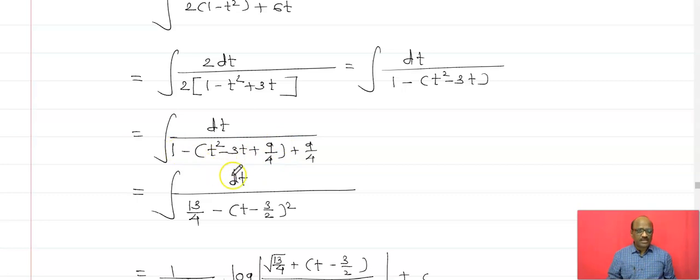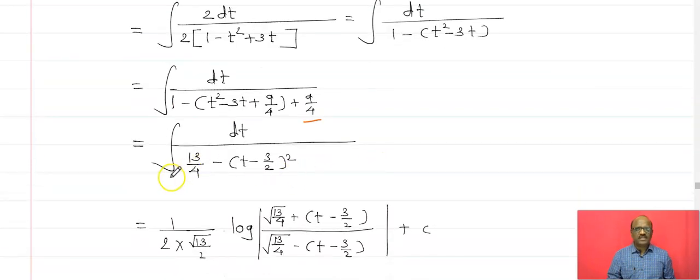Actually, we are doing the minus sign here. Therefore, it is a minus sign, and it is balanced by the plus sign. That is, actually we are doing minus here, and to balance it we have written plus 9 by 4 here. That is equal to 1 plus 9 by 4. 1 plus 9 by 4 means what? 13 by 4 minus, in bracket t minus 3 by 2 bracket square.